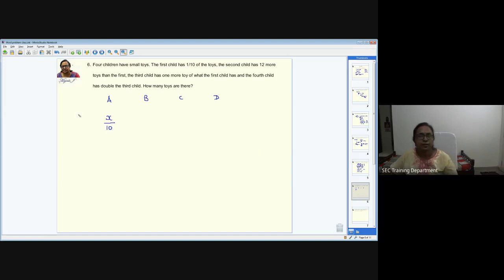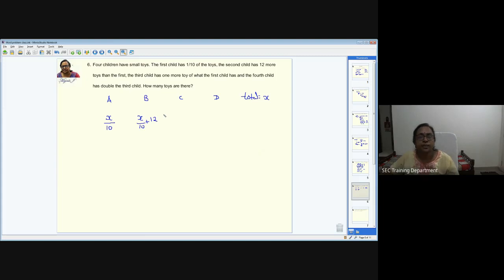Let the total be X. I'm just considering the total is equal to X. Therefore, this is going to be X by 10. How about B? B is given as the second child has 12 more toys than the first one. So it's going to be X by 10, the first, plus 12 more. Whatever he had, he's going to have 12 more than that.